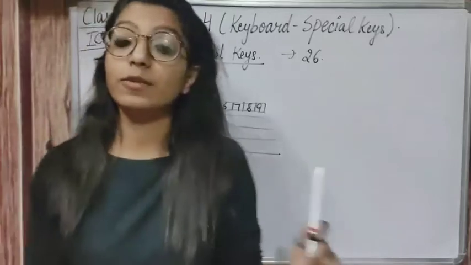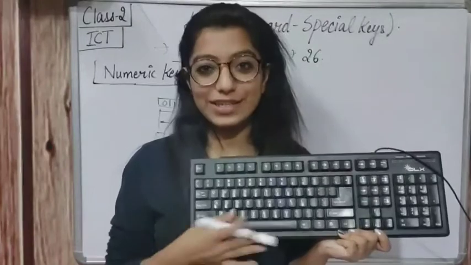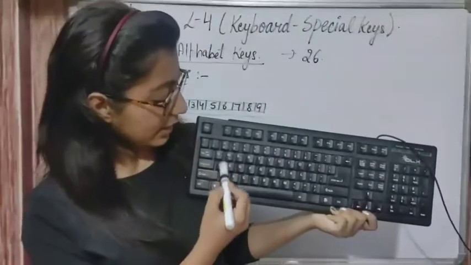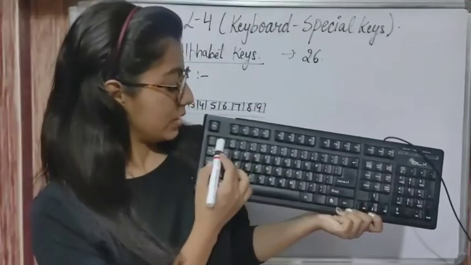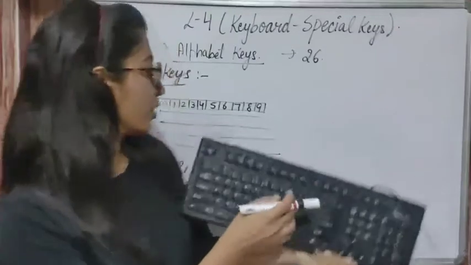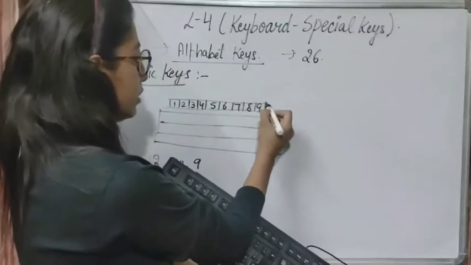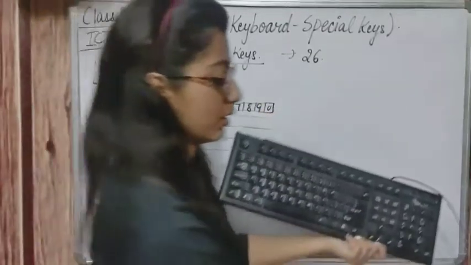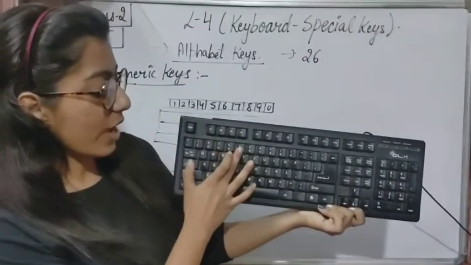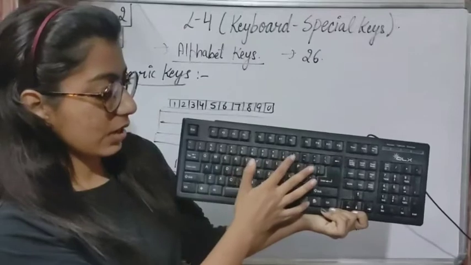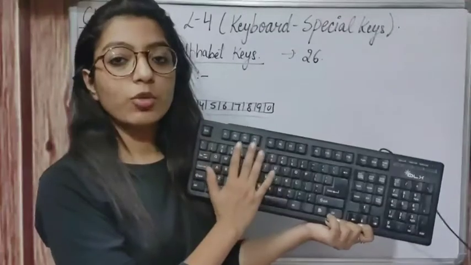Okay, so now I will be showing you the keyboard. Okay students, as you all can see this keyboard, there are these 3 alphabet rows given, and just above this you can see these numbers. Sorry, I have written wrong. This is from 1 to 0. 0 is at the last. So this is 1, 2, 3, 4, 5, 6, 7, 8, 9 and 0. So these are the number keys. These are the numeric keys.